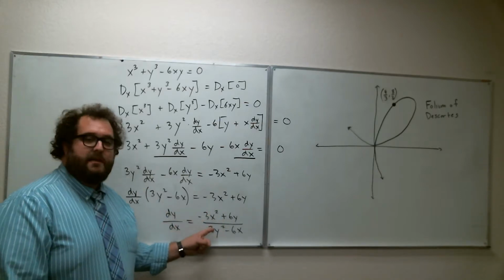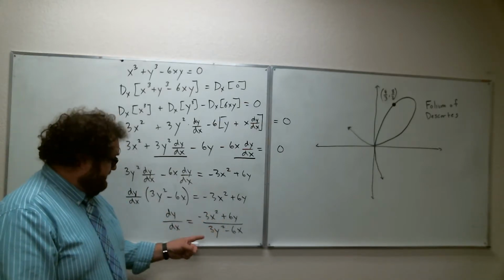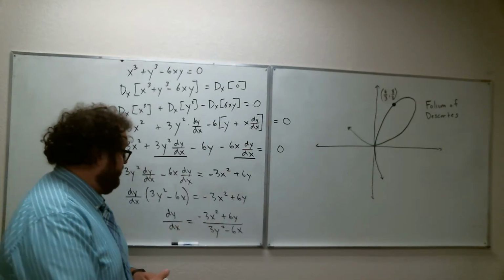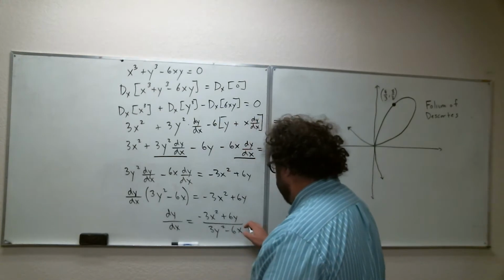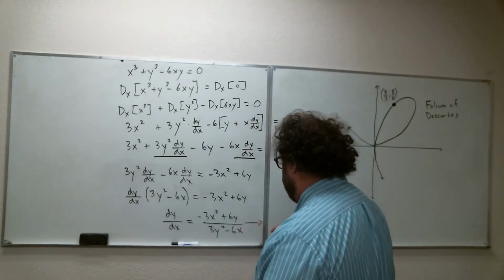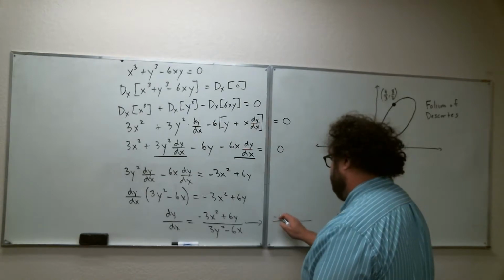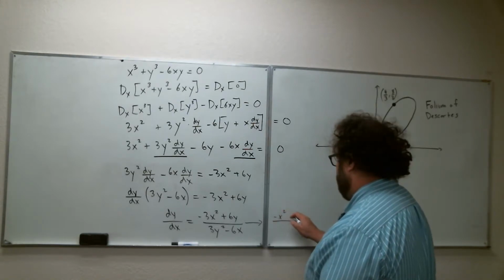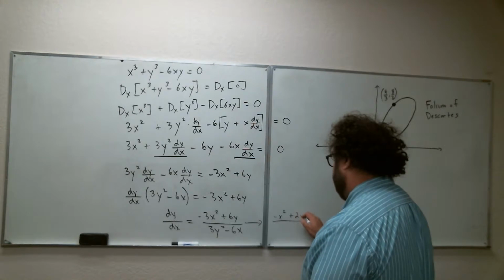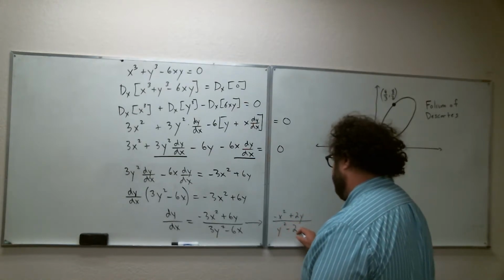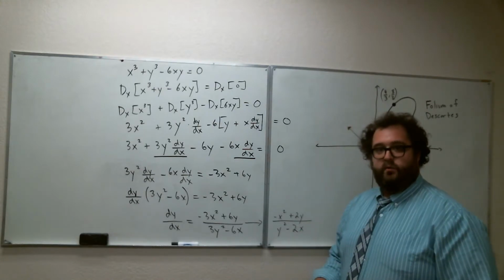I guess we could simplify it slightly. Notice everything is a multiple of 3, so we could divide every term by 3. So we could do one little step here. We could say this is equal to negative x squared plus 2y over y squared minus 2x. Just divided everything by 3.